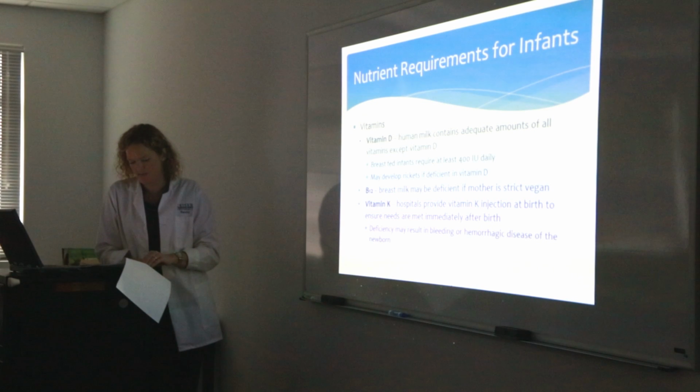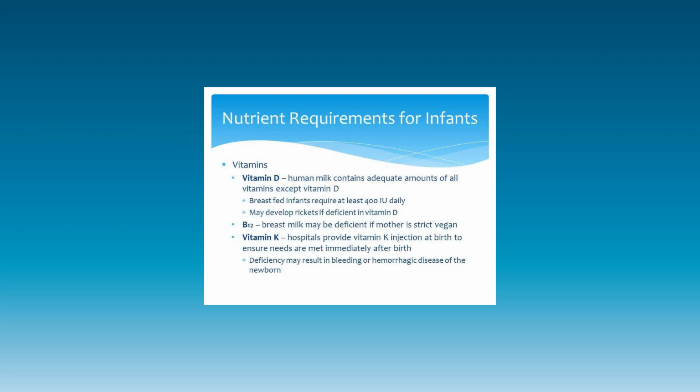And then there's a few vitamins that are a concern for infants. Vitamin D. Breast milk contains adequate amounts of all the vitamins except for vitamin D. It only contains about 20 international units per day of vitamin D, and they need about 400. So they're going to need some type of supplement for vitamin D. And if they don't, they can develop rickets, which is vitamin D deficiency in children. So we want to make sure breastfed infants are getting another source of vitamin D. Again, they could get that Poly-Vi-Sol, the liquid vitamin.